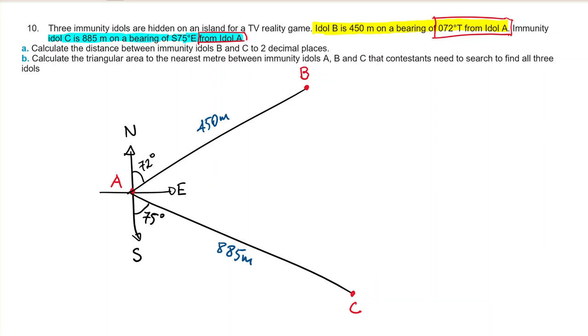And then part A says calculate the distance between immunity idols B and C. So calculate the distance between B and C to 2 decimal places. So we are looking for the distance between B and C to 2 decimal places.